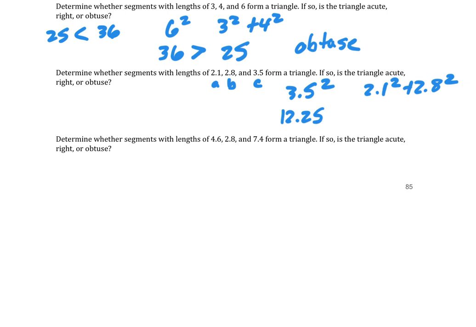Okay, and then 2.1 squared plus 2.8 squared. You should be able to do that all at once. You don't have to separate them. That should also give me 12.25. So those two are equal, and if they're equal, then it would be a right triangle. So we're going to simply say acute, obtuse, or right. That's it. Those are the three answers there. Okay, I don't think there's any reason to do the last one here.